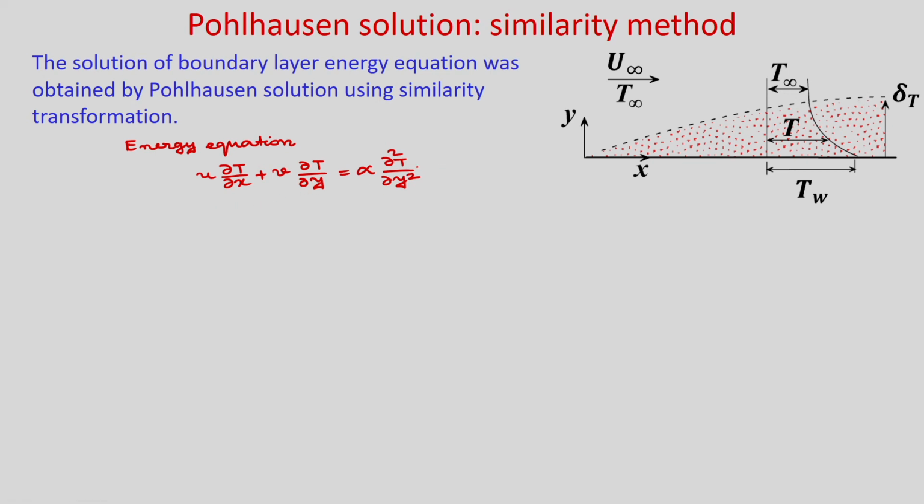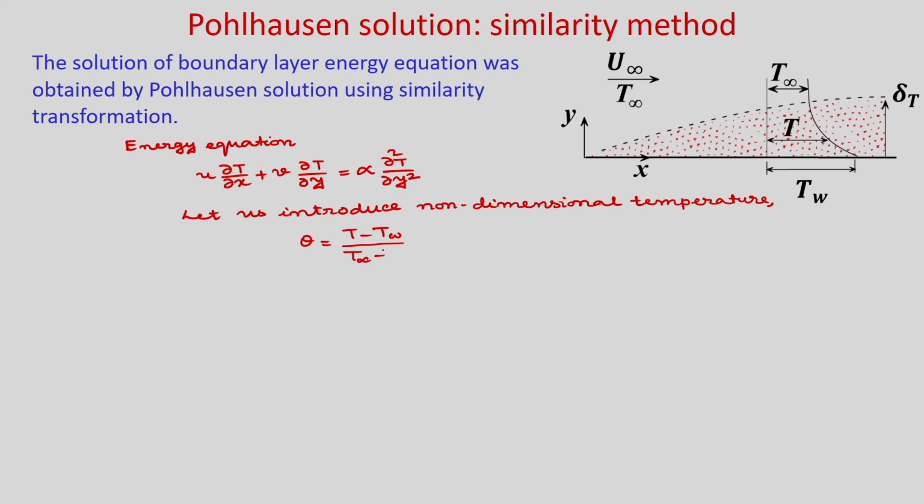So, we are neglecting the viscous dissipation effect, and now let us introduce non-dimensional temperature, theta as T minus T W divided by T infinity minus T W. So, here T infinity is the free stream temperature and that is constant, but T W, which is your wall temperature, in general we will consider T W as function of x, okay. And as a special case later we will consider that T W is constant.